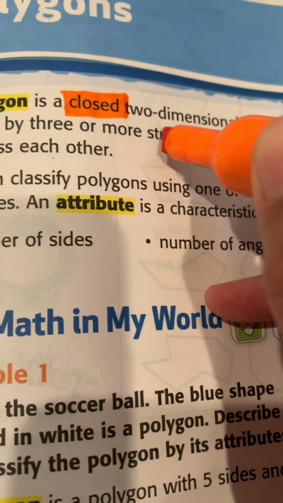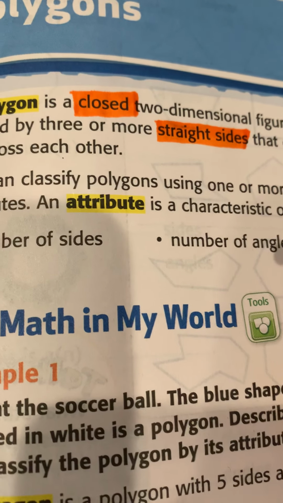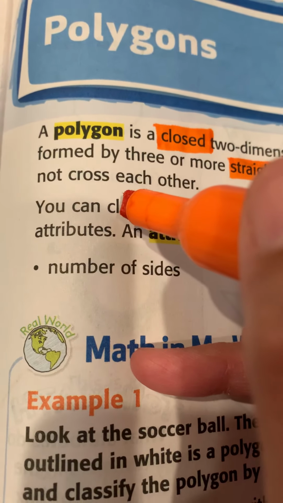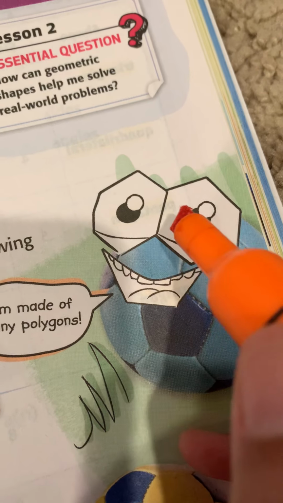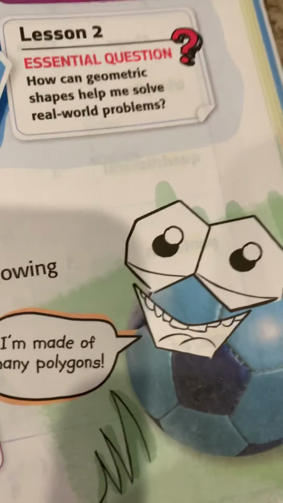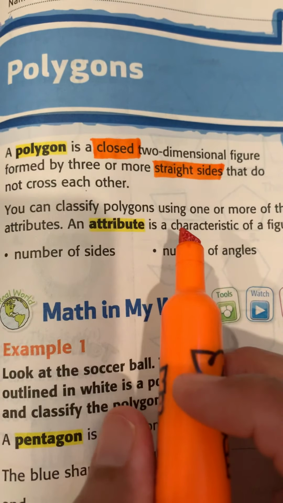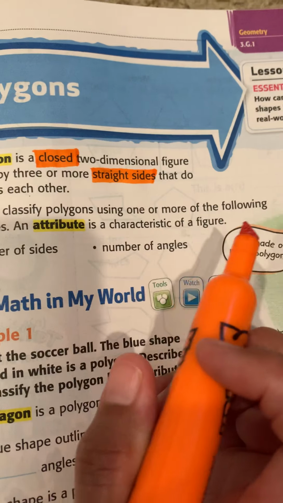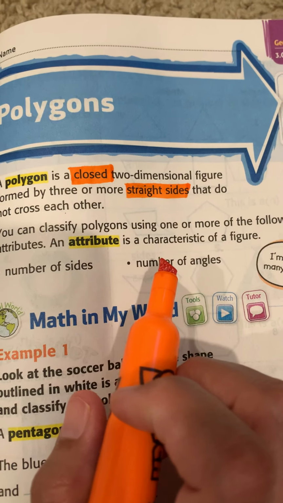The sides must be straight. Okay, so no curves can be there. And they do not cross each other means they do not overlap. Okay, so if you take a look at this shape, they do not overlap each other. They're not coming on top of each other. Okay, so that's important in this. It says here, you can classify polygons using one or more of the following attributes. An attribute is a characteristic of a figure.